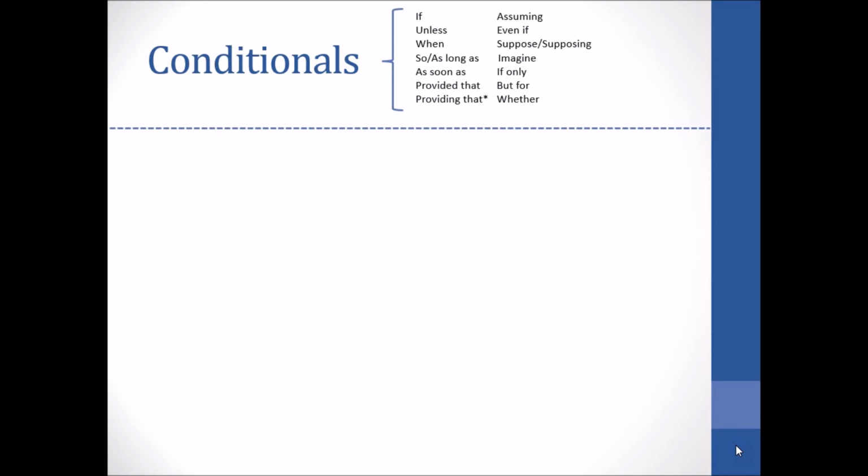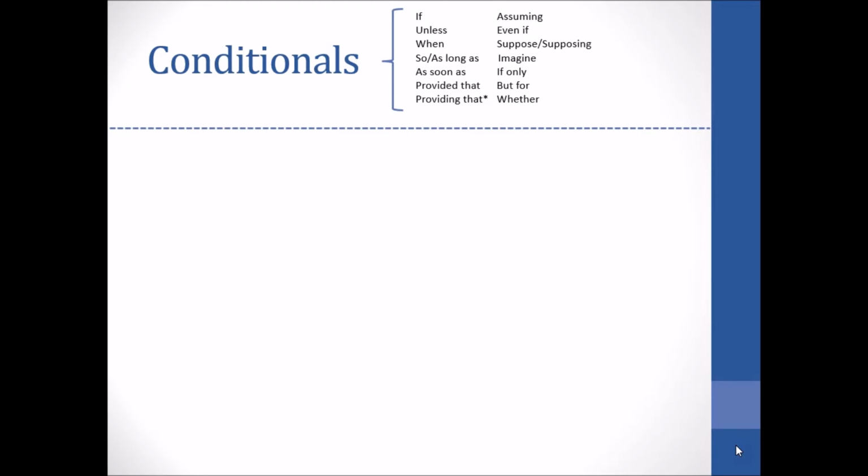Assuming, even if, suppose, supposing, imagine, if only, but for, and whether. I explained in class the use of but for. Basically, but for is followed by a noun. But for your help, we wouldn't have done it. But for your enthusiasm, this call would have been a disaster. So remember, but for is followed by a noun.